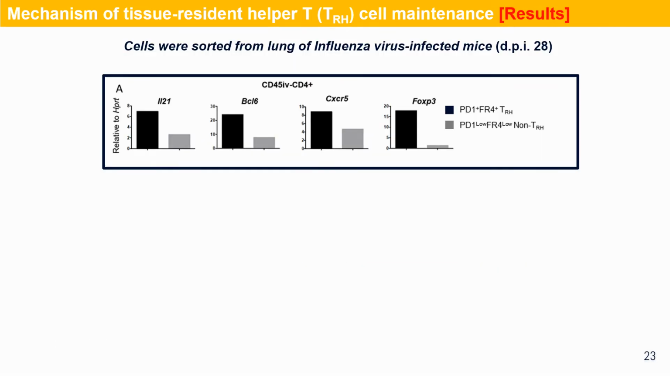First, I reconfirmed the T cells of TRH cells and found they expressed higher levels of IL-21, BCL6, and CXCR5, which is similar to my previous paper.